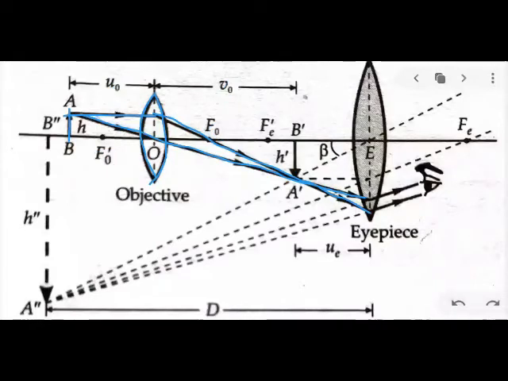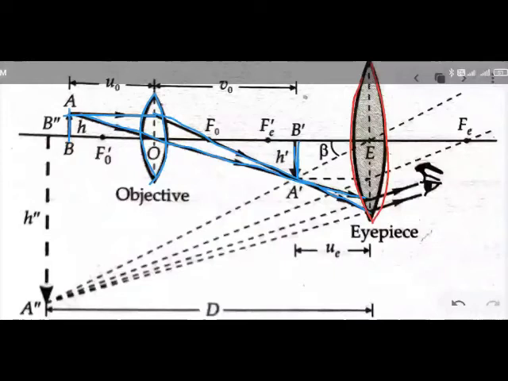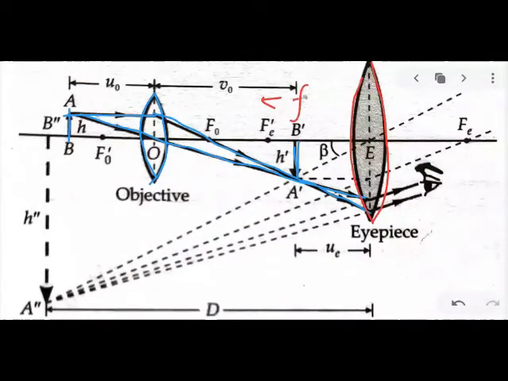Now the distance between the objective and eyepiece is so adjusted that the image A dash B dash is formed within the focal length of the eyepiece. What does this mean? Let us say we have an eyepiece. I'll use red color for this one. This is my eyepiece. This eyepiece has a focal length FE. We have adjusted the distance between your objective and eyepiece in such a manner that my image A dash B dash is formed within the focal length of the eyepiece. Can you see?